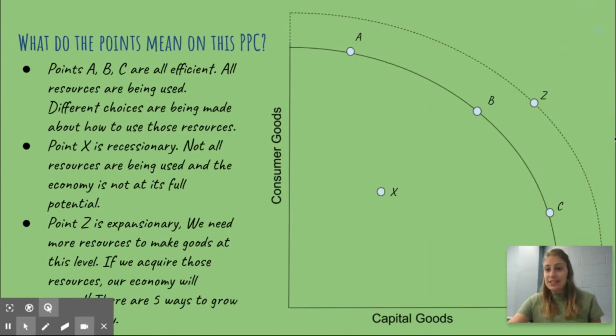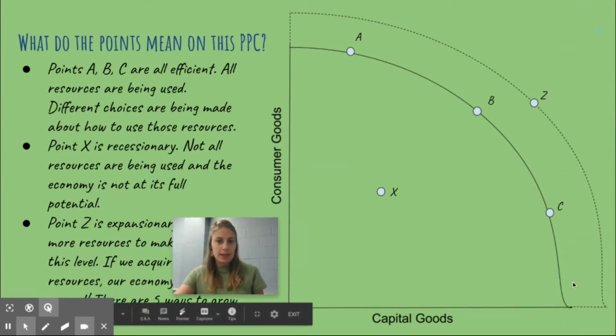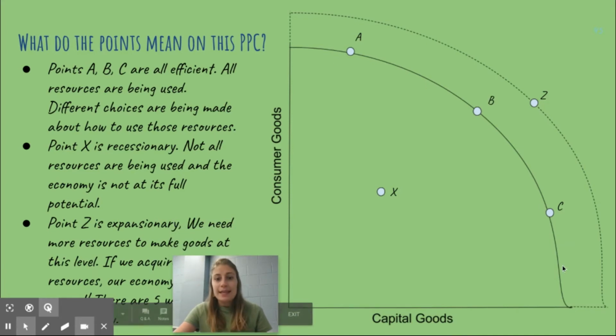So here's just an example. I'm going to move my camera so you can see. Points A, B, and C rest on the line, and that means all of our resources are being used and it's efficient. Point X over here is our recessionary point because we're not on our main line and not all of our resources are being used in the economy. So our economy isn't working to its full potential. Point Z out here is all the way away from the line, which means it's expansionary. In order for us to reach this point as an economy, we need to grow.